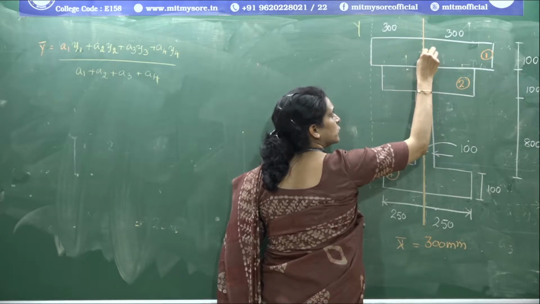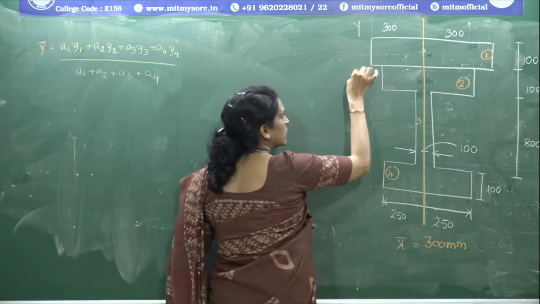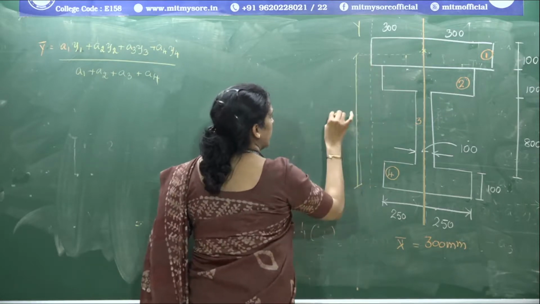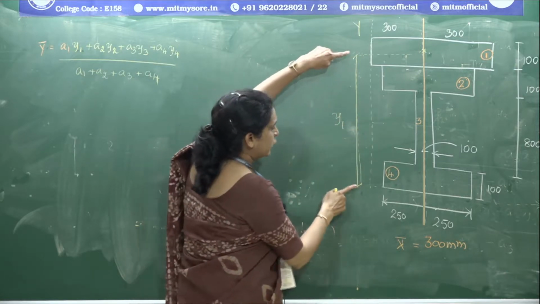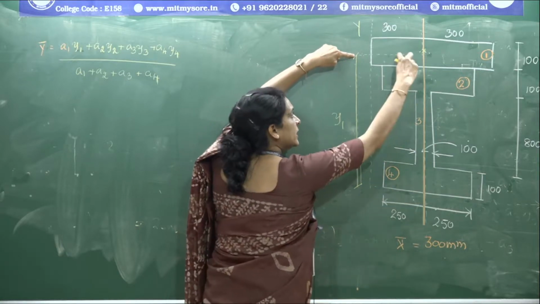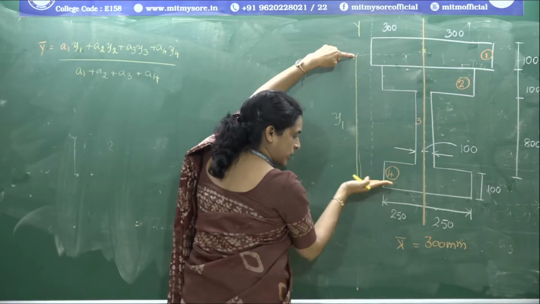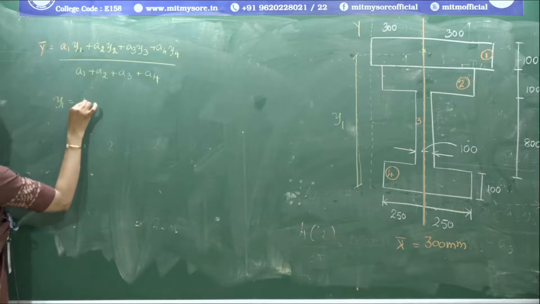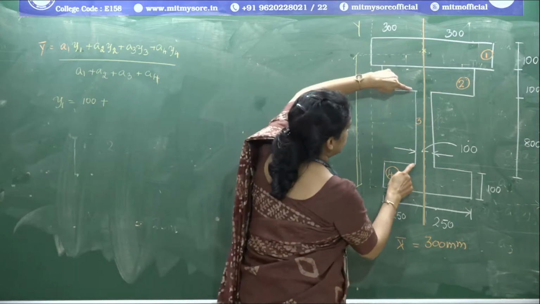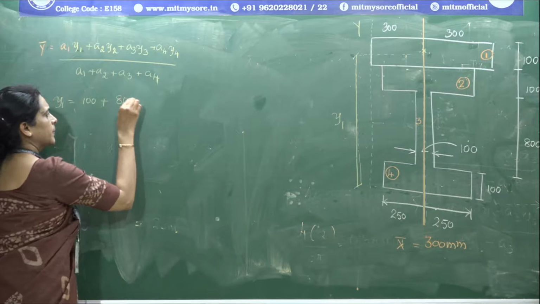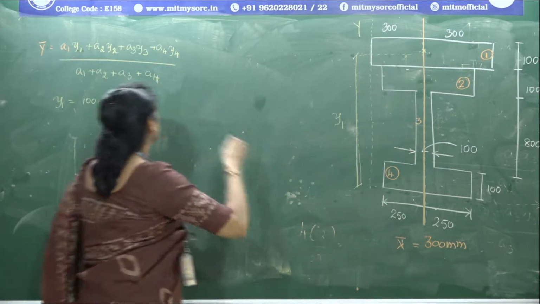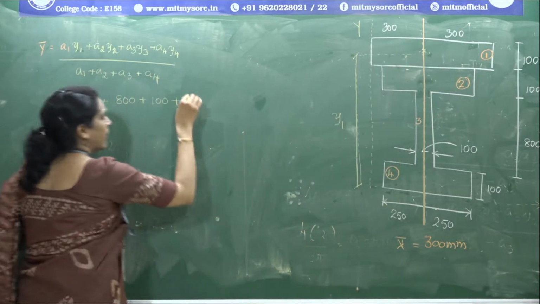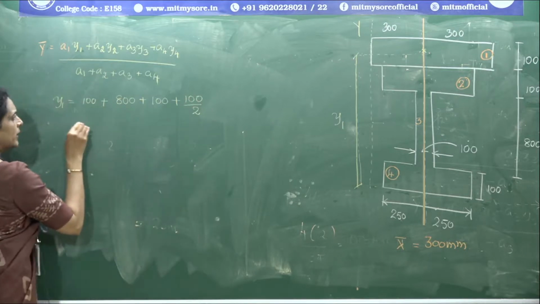So where does the centroid lie for the first component? I just show it here. So considering x as the reference axis, this is the value of y1. So how do we consider y1? It is from x-axis till the centroid of the first section. So counting from here, it is 100. I'll just write the value of y1, 100 plus, what is this value? 800 plus 100 again plus the centroid of the first section. So it is 100 by 2.